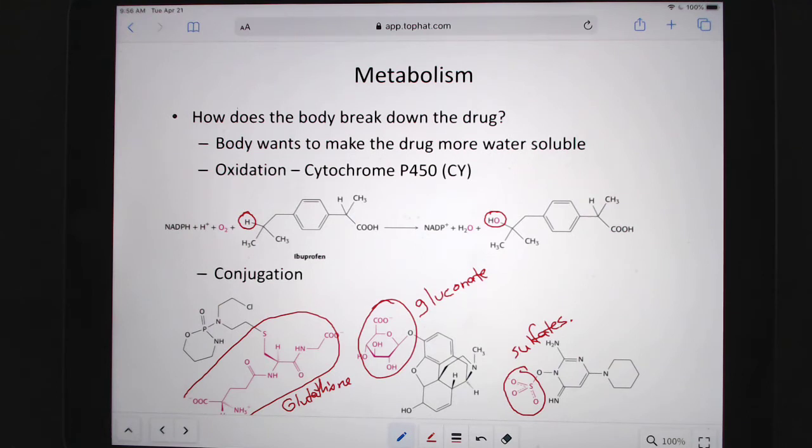And because your body, think about this, 5,000 years ago, there was no medicine, your body had to do everything. So your body has evolved to do this really well.